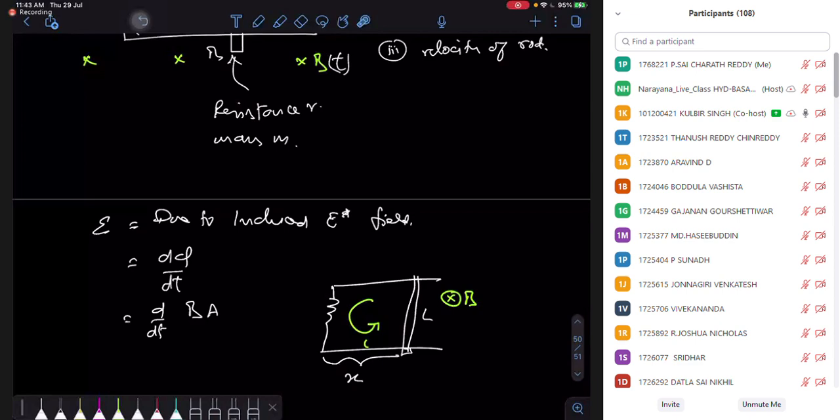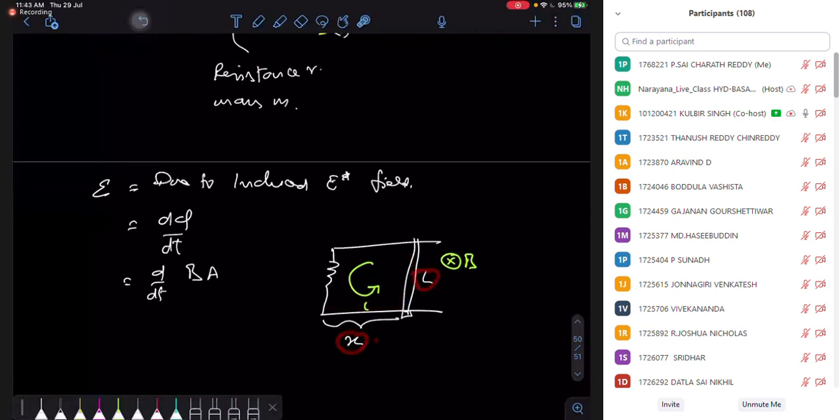So this D is not a constant thing. It's not going to remain stationary. It will begin to move, right? So this area is a variable thing here. I can take it as L into X. So the time variation here is of B into Lx, where X is changing with some velocity of the rod.